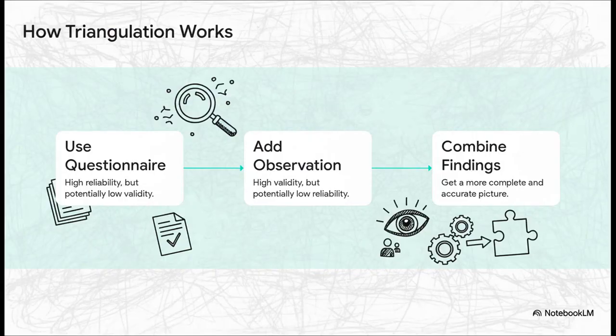Here's how it could work. You might start with a big survey that's highly reliable, but people might not be telling you the whole truth. So you add a second method, like direct observation, to see what people actually do. You combine what they say with what you see, and bam, you get much, much closer to the real story.